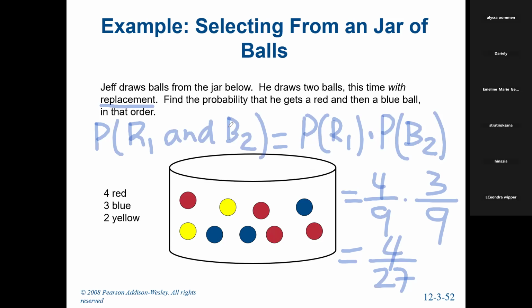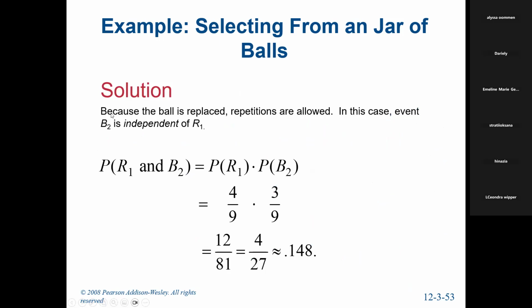Is this clear? Yes. Let me show you the solution here. It's okay. I'm going to show you the solution. Here you go. Because the ball is replaced, repetition is allowed. In this case, event B2 is independent of R1. All right.